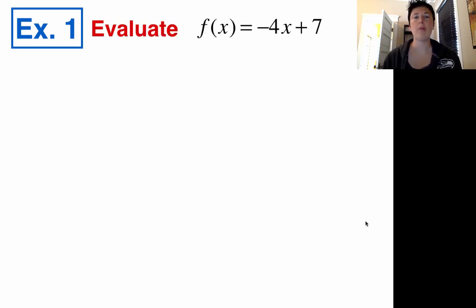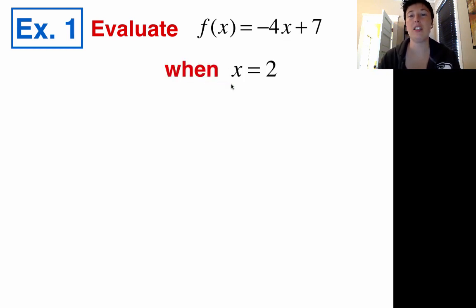And here is our first problem. We are going to evaluate a function. We're going to evaluate f of x equals negative 4x plus 7. And we're going to evaluate when x is equal to 2. So what that means is x equals 2 is going to be our input. And we want to know what's our output.